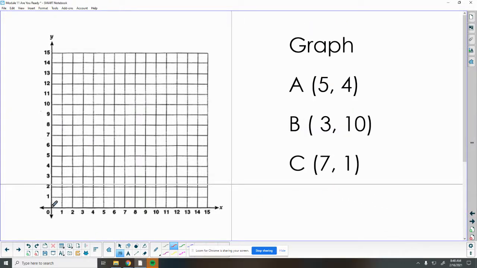Okay, our last ones this time. So we always start at 0, 0, the origin, over 5, up 4. And we notice I don't put a dot and a dot. I'm just tracking. I put a dot at the final location. So B, we want to start at 0, 0, go over 3, and up 10. Here's B. And then C, we're going over 7, up 1. So notice, we just put 1 dot for each of them. I didn't dot, dot. Just track. Place your dot at the final location.